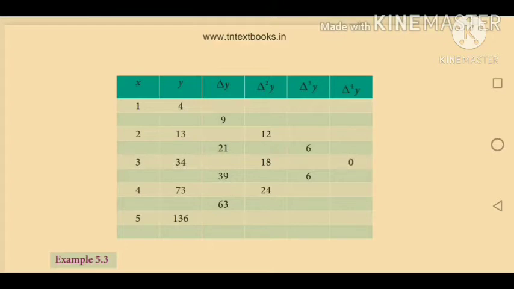Now delta square y, we use the third column, that is delta y. 21 minus 9 equals 12. 39 minus 21 equals 18. 63 minus 39 equals 24. Then delta cube y, we use the delta square y: 18 minus 12 is 6, 24 minus 18 is 6. Then delta 4 y is found by 6 minus 6 equals 0.